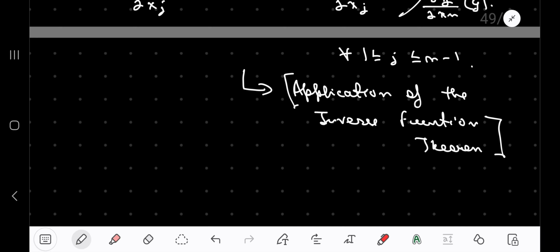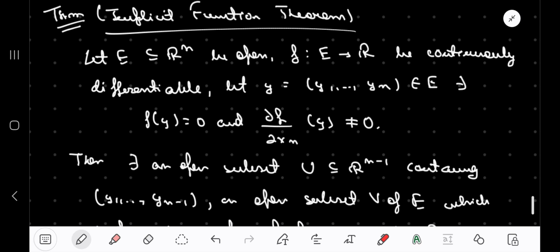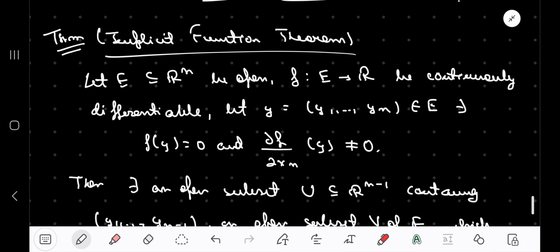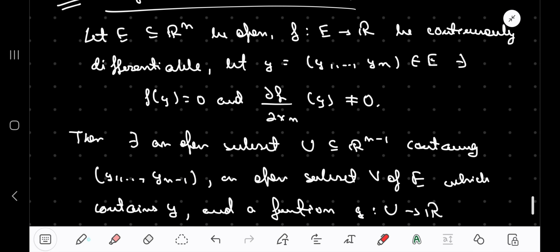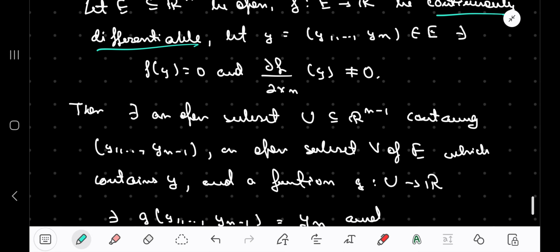If I just go through the statement once more, it exactly abides by whatever motivation we talked about. If I have a function which is continuously differentiable, we will see why we require continuous differentiability. And you can in fact go through the examples which we talked about before stating this theorem, that continuous differentiability is actually required.